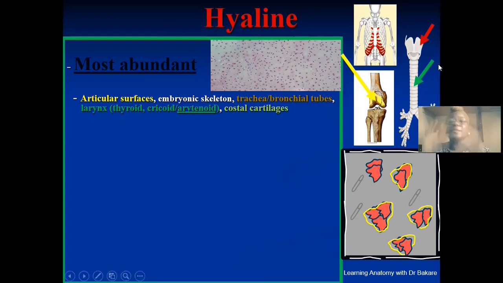So you know the specific type of cartilage within the larynx that is made up of hyaline cartilage. So we have the thyroid cartilage, the cricoid cartilage, and also the arytenoid cartilage. Also, around the rib cage up here, we have hyaline cartilage. Remember when we tried to highlight the different regions of the body where we have cartilaginous deposits?